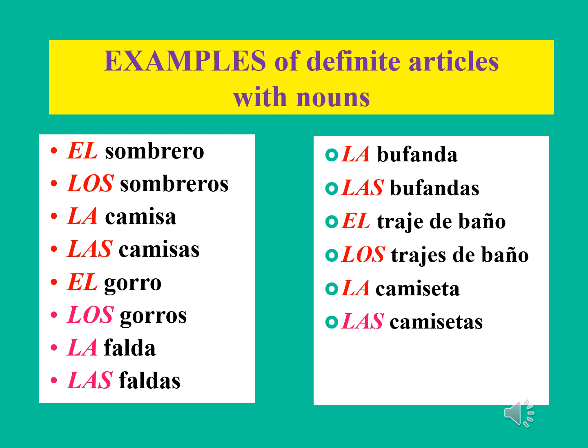Note our distinction here in these articles of clothing. El sombrero, los sombreros, singular versus plural. La camisa, las camisas. We're going to la and las because camisa is feminine and we have singular and plural, la and las. Back to masculine, el gorro, los gorros. La falda, las faldas. La bufanda, las bufandas. El traje de baño, los trajes de baño. La camiseta, las camisetas.